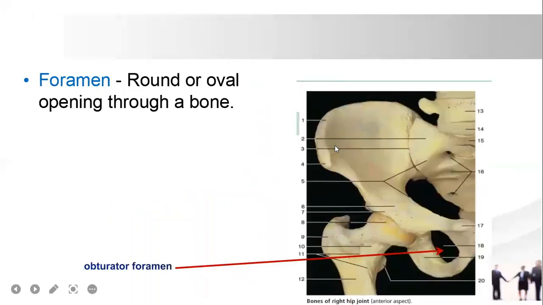We have a foramen, which will mark the end of today's discussion. This is the obturator foramen, a round or oval opening through a bone. Some vessels and neurovascular elements pass through that position, and there are other muscles that attach to this foramen.